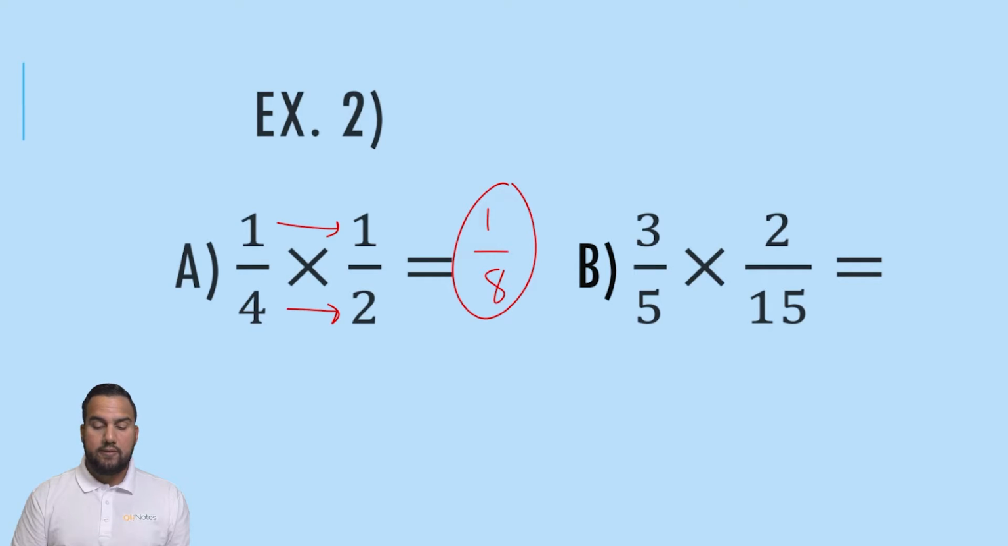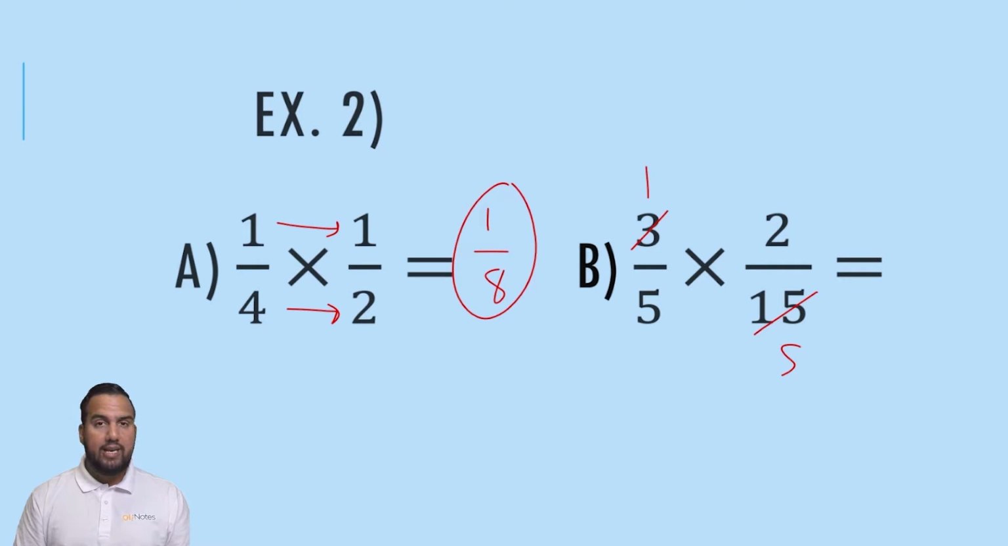Okay, next one. 3/5 times 2/15. I can simplify 3 and 15. So what am I going to do? I'm going to ask myself, what number goes into 3? Hopefully you agree 3. What number goes into 15? So the greatest common factor is 3. So I'm going to divide both of them by 3. 3 divided by 3 is 1. 15 divided by 3 is 5.